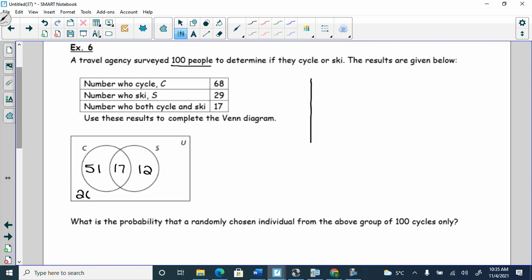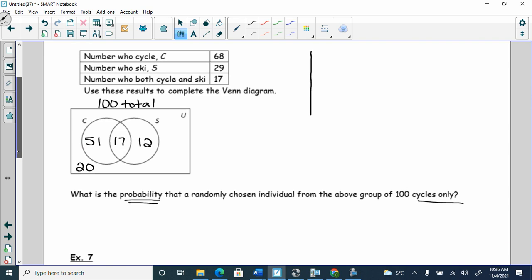20. So if I said cycle only, you'd say 51. If I said ski only, you'd say 12. If I said cycle or ski, you'd say 80. If I said neither, you'd say 20. Correct? But this one says what is the probability, so we have to divide by the total, 100 total for this one, that a randomly chosen individual in a group of 100 cycles only. So 51 out of 100, or you could have given the answer 0.51. Since I didn't specify, either of those is perfectly fine.